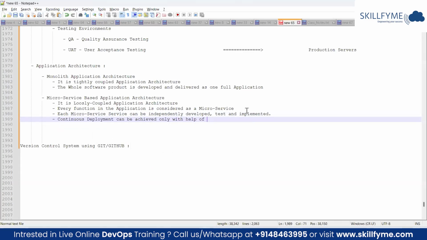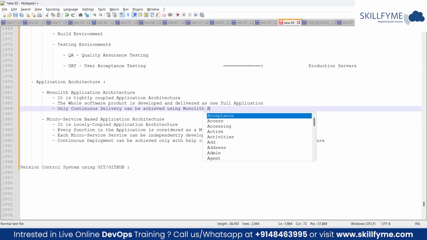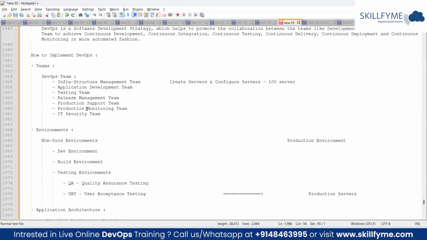microservice-based architecture. Let's say you are working on an on-premises environment, you have some legacy applications to support, and you want to implement DevOps for applications using a monolith architecture. In that case you can achieve continuous delivery. But if you want to implement continuous deployment, your application architecture must be microservice based. And it's all done by the application owners, the AD team.